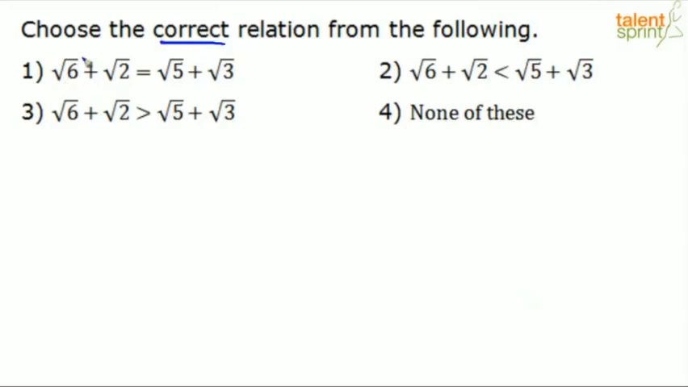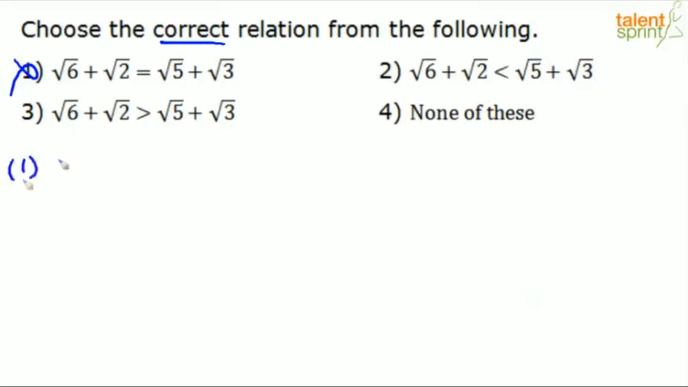Option 1, root 6 plus root 2 equals root 5 plus root 3. Now if you know a little about numbers, you would know that option 1 will not be a correct relation. It is not possible at all because root 6 is an irrational number. It will go up to infinity. Root 2 is also an irrational number, it will extend up to infinity. Root 5 and root 3 are also irrational numbers. So the sum of two irrational numbers will never be equal to the sum of two irrational numbers because you don't know where the number ends. It goes on up to infinity. So this is definitely a wrong relationship. Anyway, if you have to prove it, just do the following.